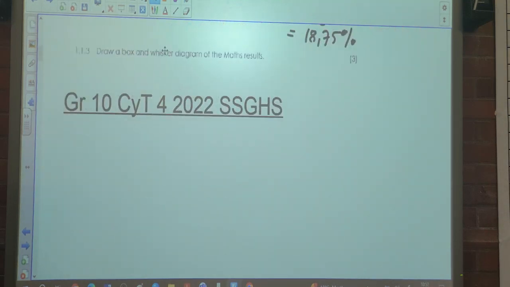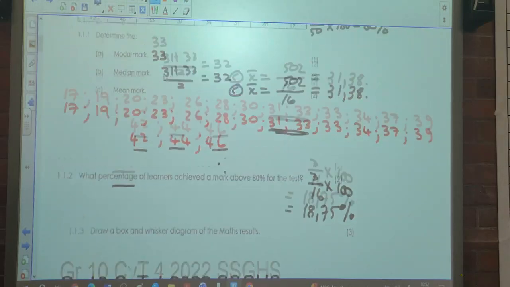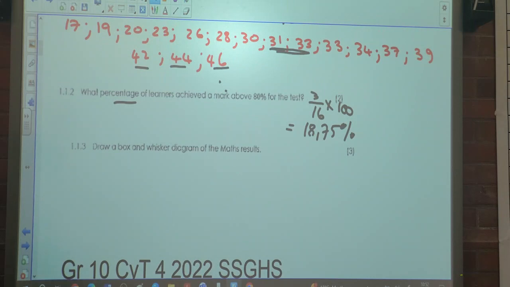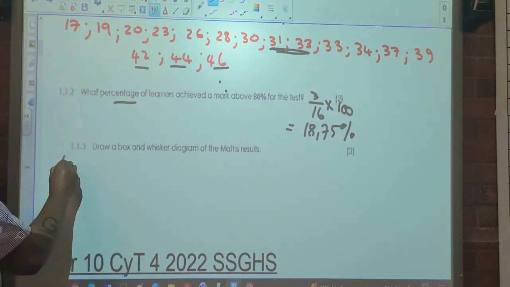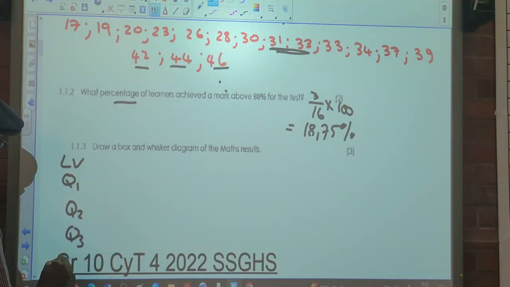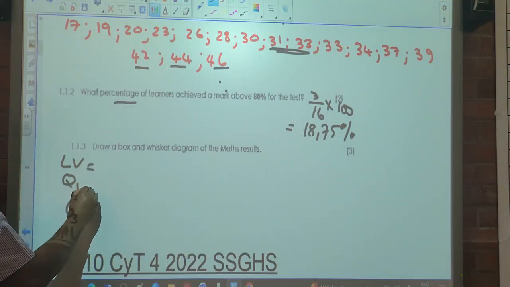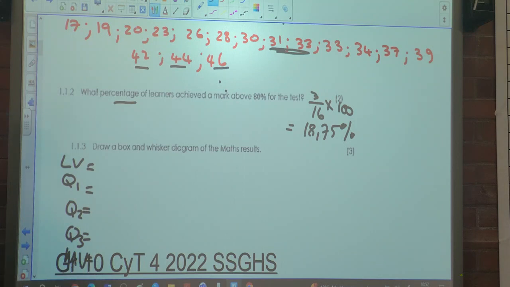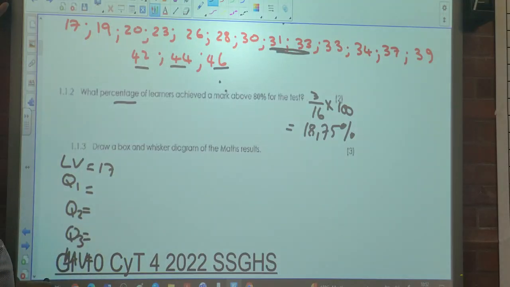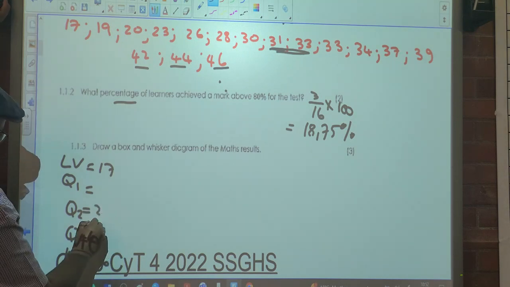Draw a box and whisker diagram. People, for the box and whisker diagram, I need the 5 number summary, not so? Yes, sir. So let's look at that quickly. So the 5 number summary consists of the lowest value, Q1, Q2, Q3, and the maximum value. Okay. So the lowest value, of course, is 17. The highest value is 46. Q2 we worked out already, which is 32.